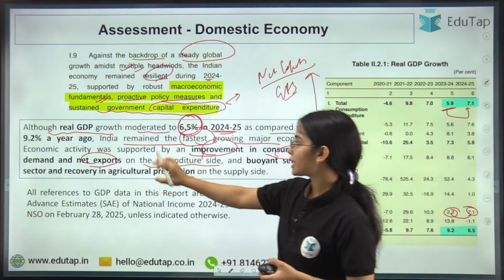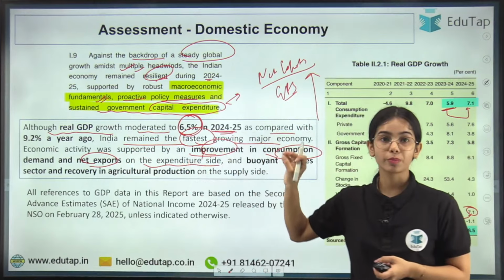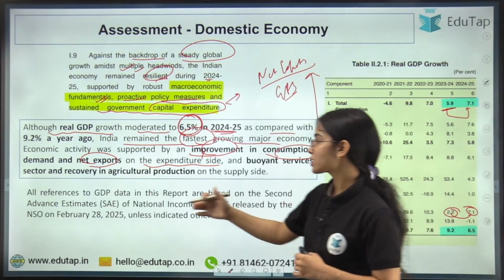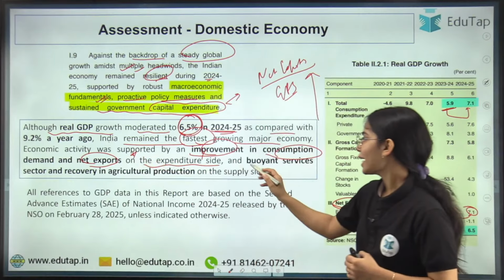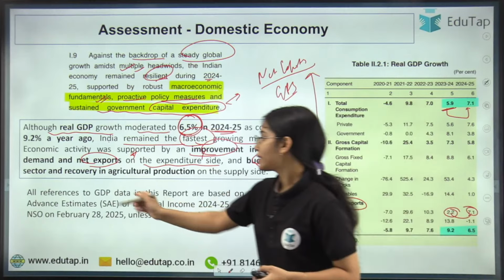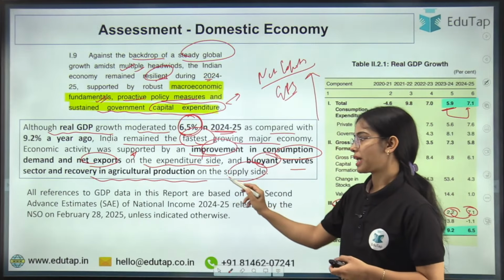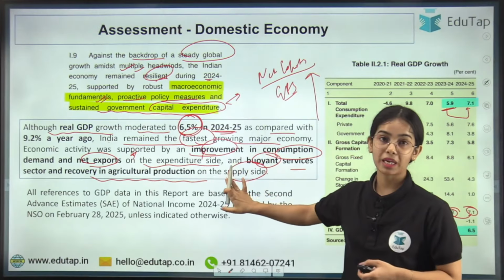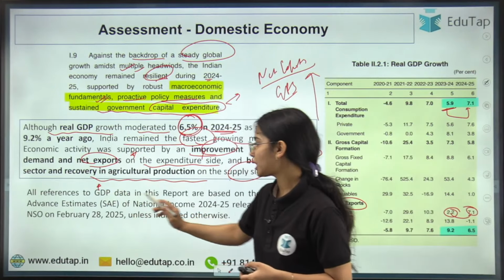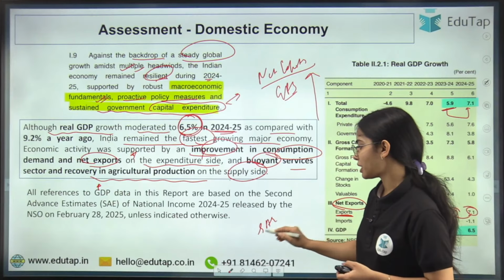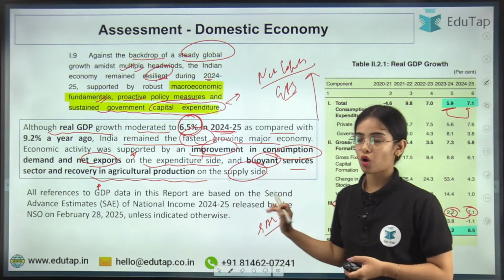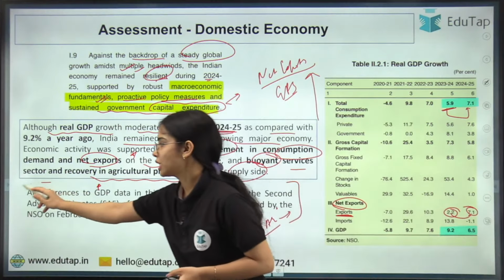So here you can understand that economic activity in our country was supported by the improvement in consumption demand and the net exports on the expenditure side, and by the buoyant, strong services sector and recovery in agricultural production on the supply side. The agricultural production was good. Now, all the references to the GDP data are as per the second advance estimates released in February 2025 by the National Statistical Office. This is where the data has been taken from.